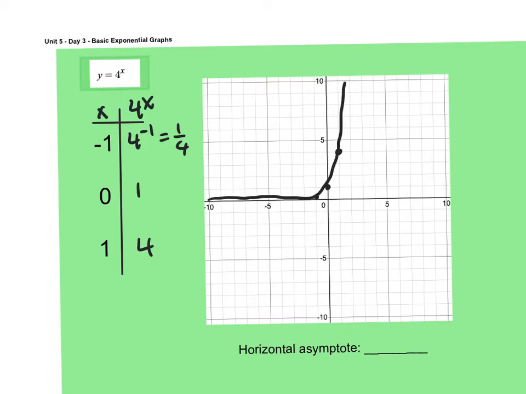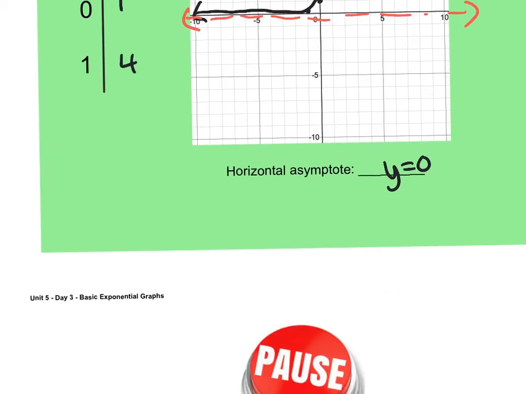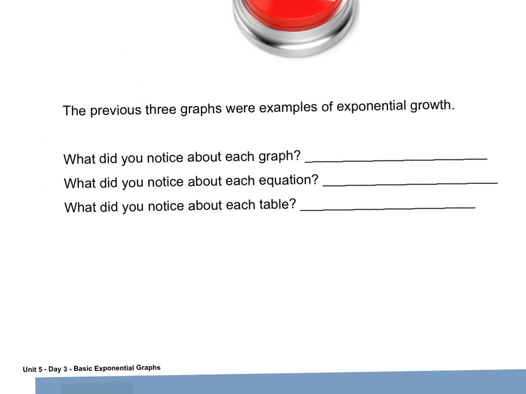These are all examples of growth. The bases are all bigger than 1. Horizontal asymptote is at y equals 0. Now that will change. Once we introduce our transformations to this, our horizontal asymptote is going to move as we transform them. But for now, we're just doing the parent functions.